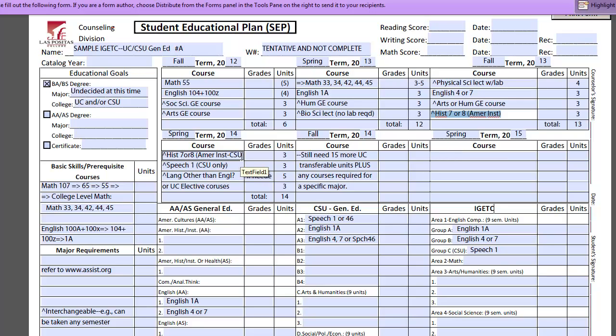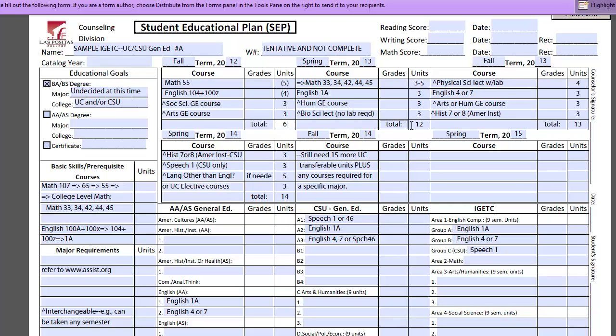The following spring semester, you would take the other history class you did not take over here. Then you would sign up for speech 1 for the Cal State universities only, because that's a core requirement for admissions for the Cal State schools. The language other than English is a UC requirement if needed, meaning if you did not fulfill this requirement in high school, then obviously you would need to take one semester of a foreign language for 5 units. If not, then you would just add in here just any UC elective courses. So for a total of 14 units.